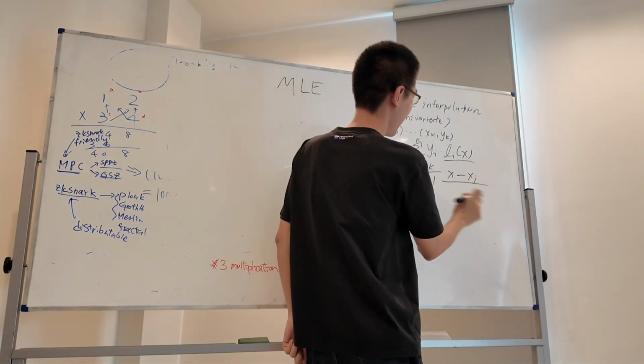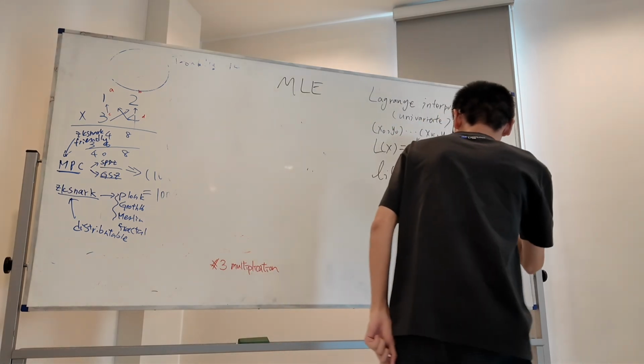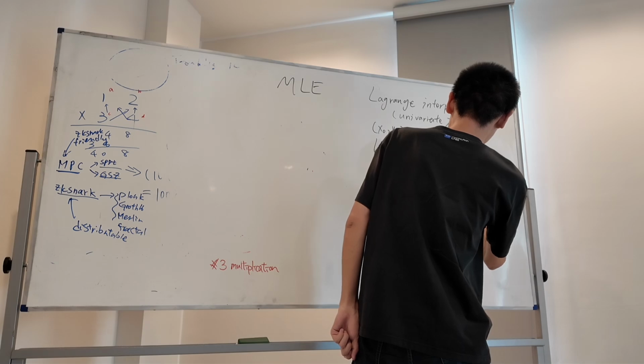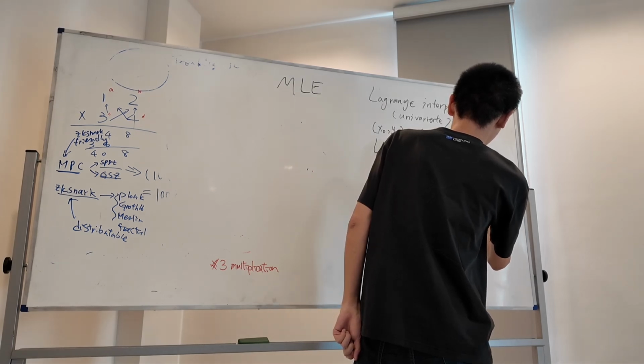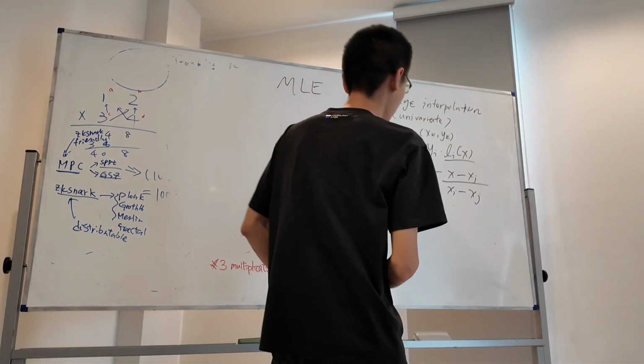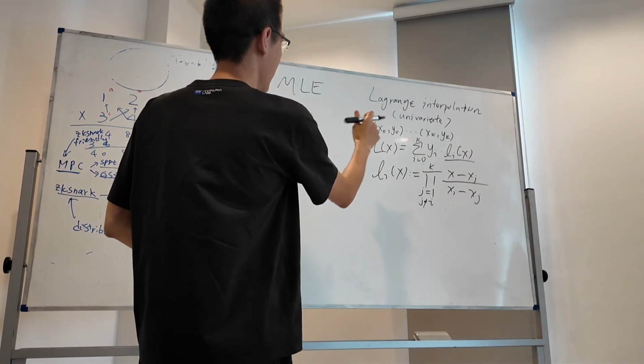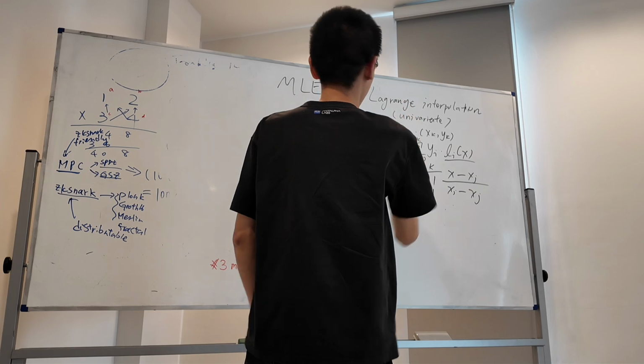So the denominator is just x_i minus x_j, right? And that's the Lagrange interpolation for the univariate polynomial.